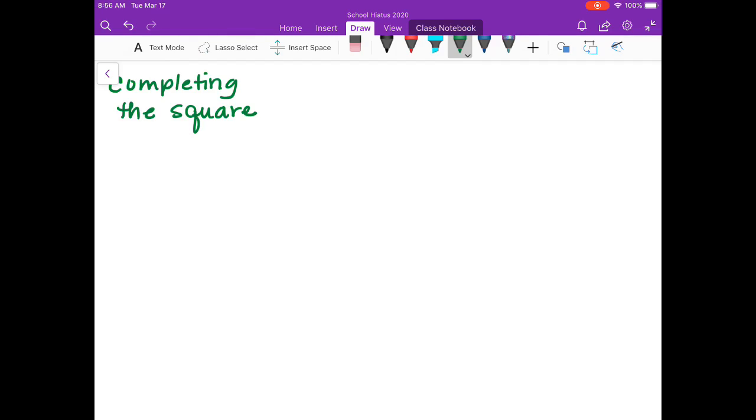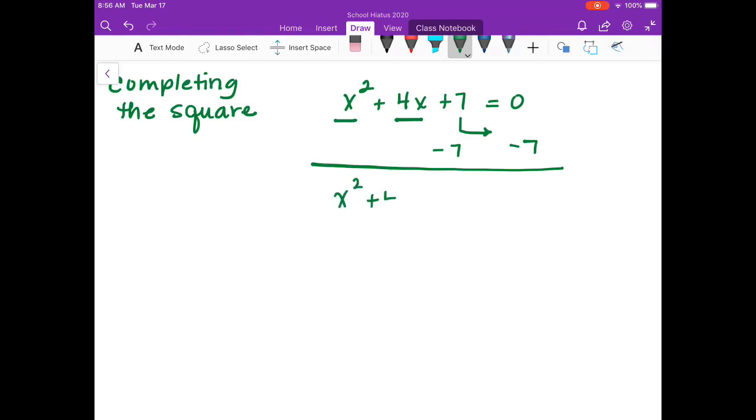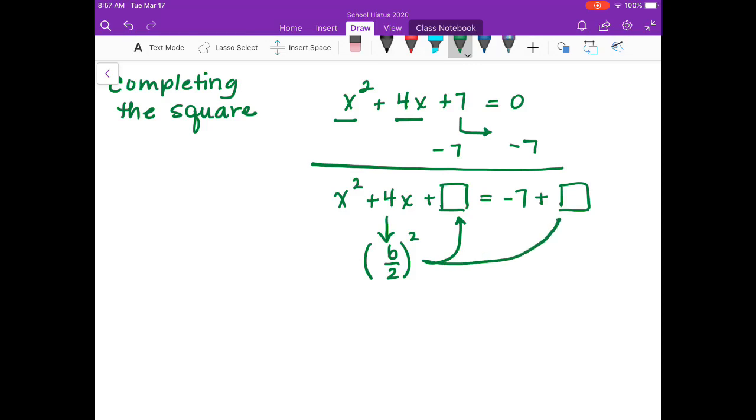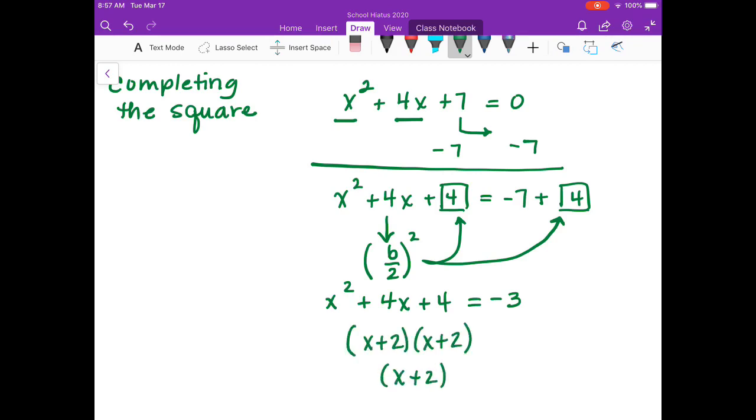Let's review it now. Given the expression x squared plus 4x plus 7 equals 0, we want to keep the x squared and x terms together on one side of the equation and move the constant to the other side. This allows us to add our choice of constant to the end of the expression to create a perfect square trinomial. In order to find that number, we'll take half of the b value and square it. We'll then add that constant to both sides of the equation to create a perfect square trinomial on the left that can be factored into two matching binomial factors. After we factor the expression on the left, our goal is to write it as a quantity squared.